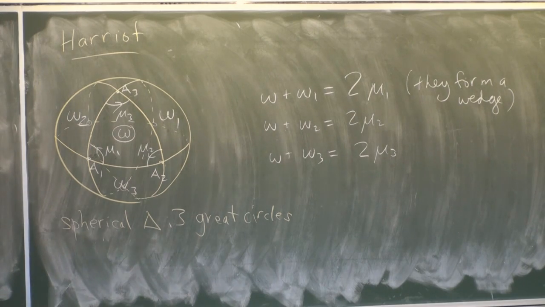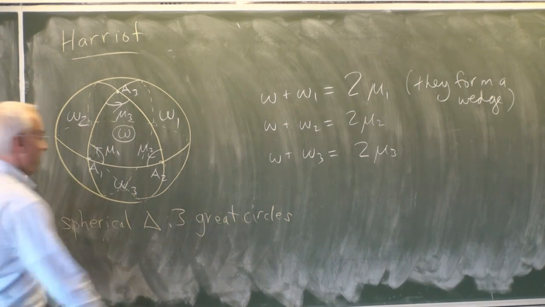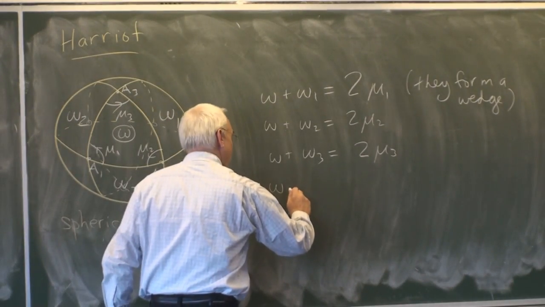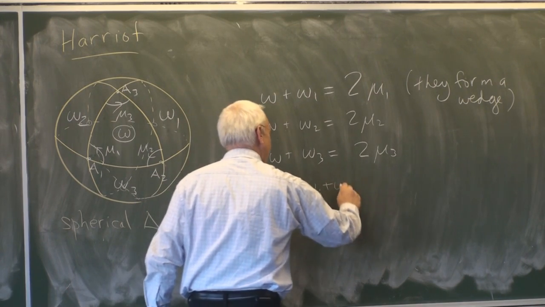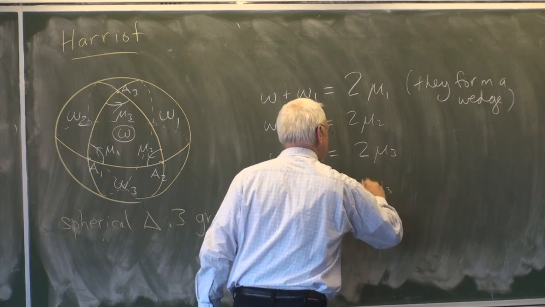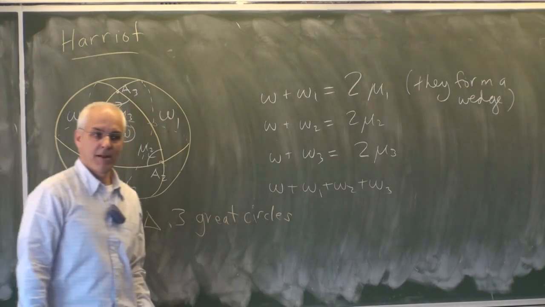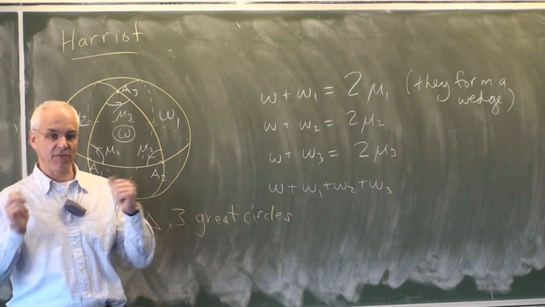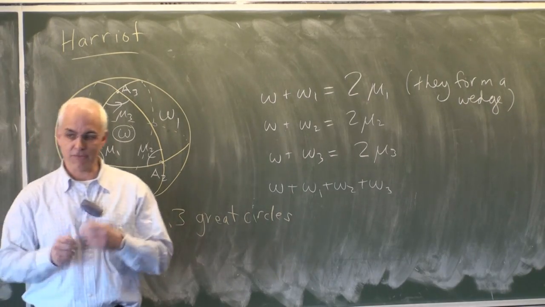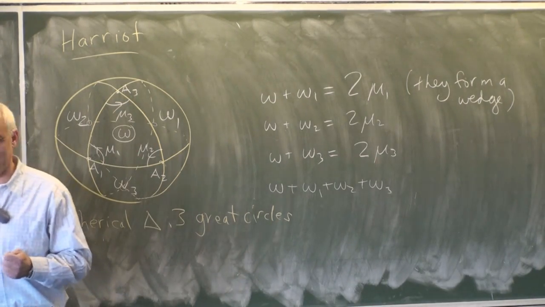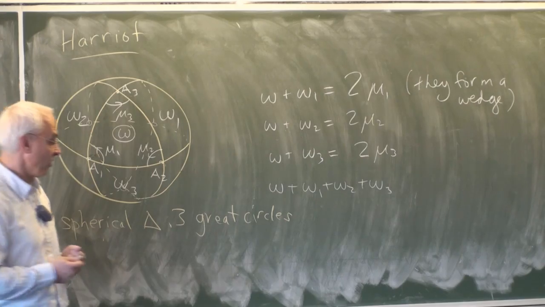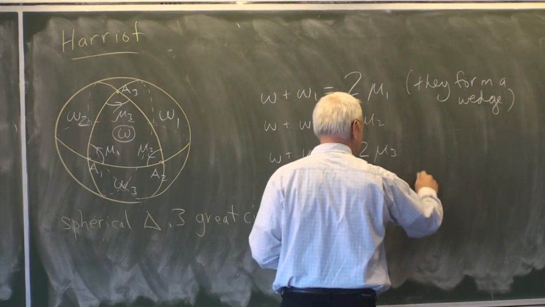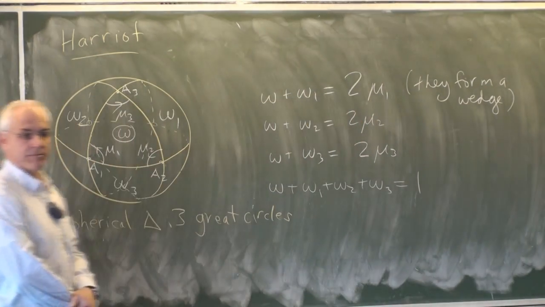The other piece of information that we have is that if we add up omega plus omega 1 plus omega 2 plus omega 3, then we're covering half the sphere. Because those 4 pieces cover half the sphere. And if the whole sphere has solid tangle 2, then half the sphere has solid tangle 1. So we get 1.